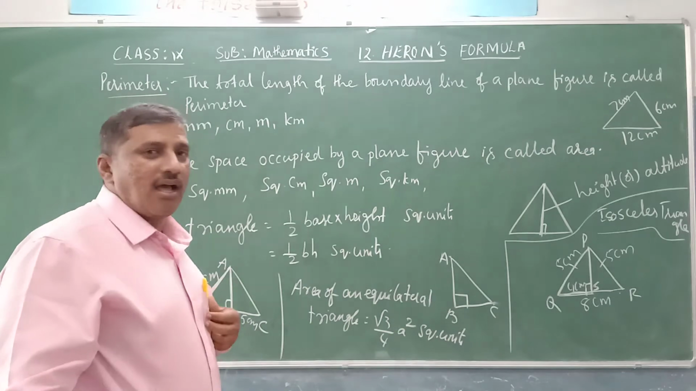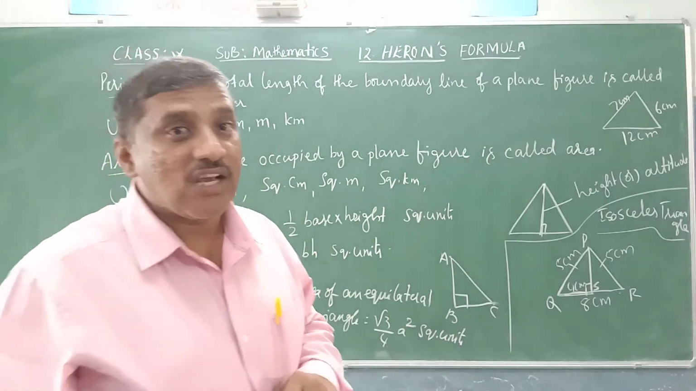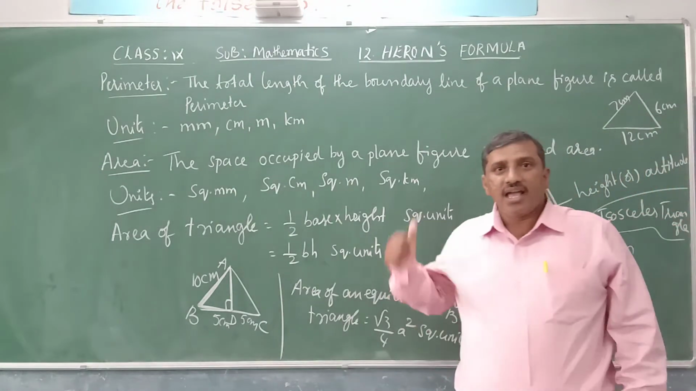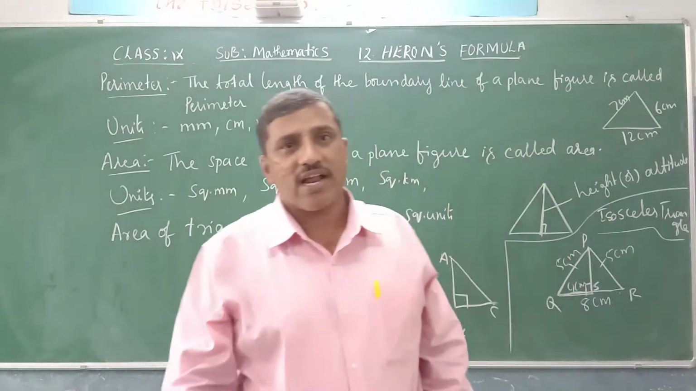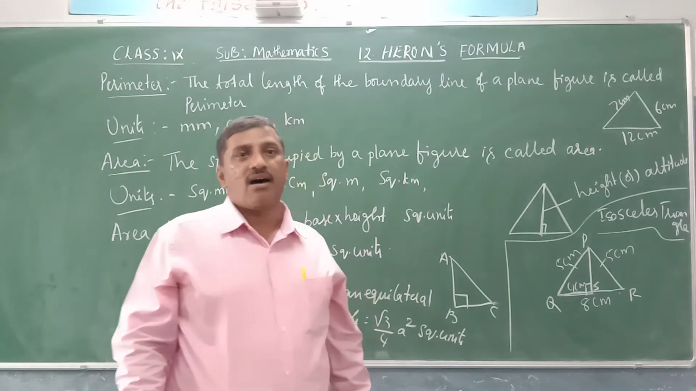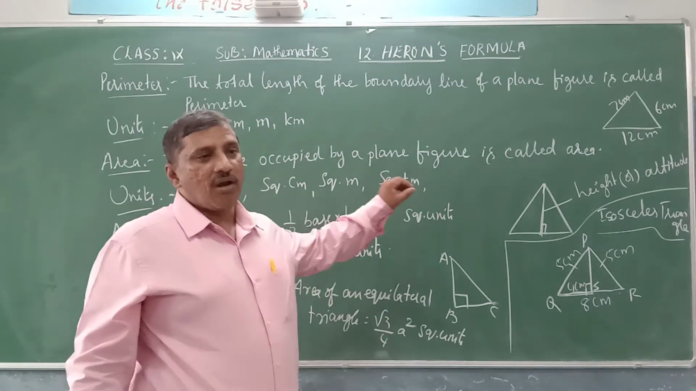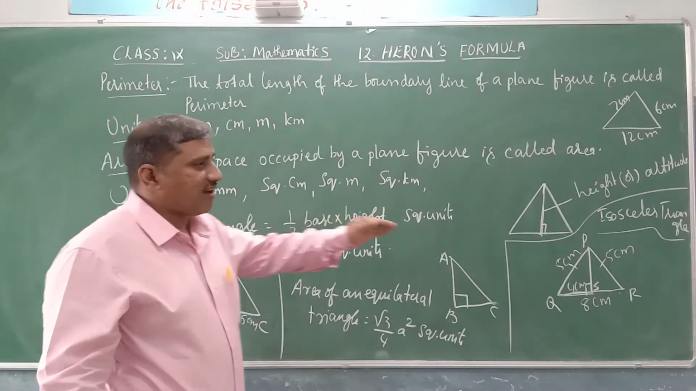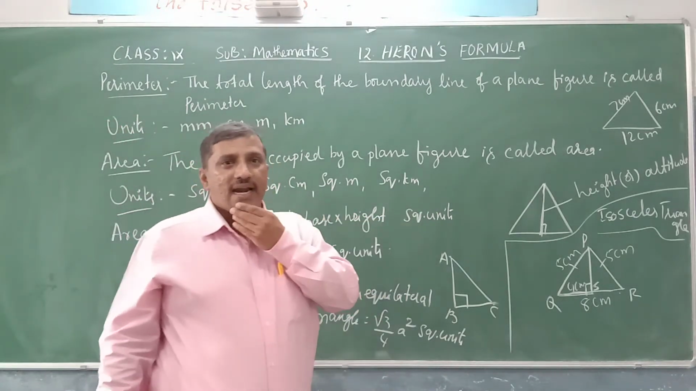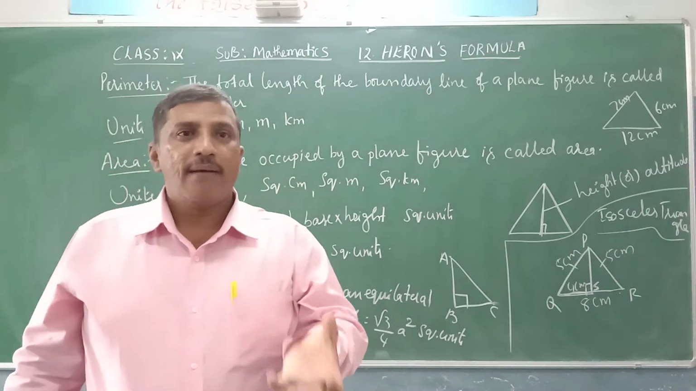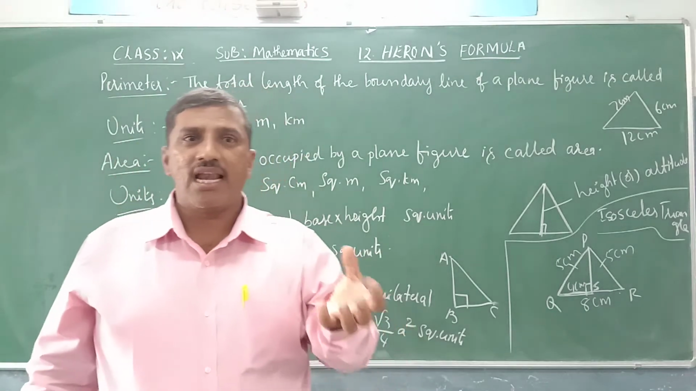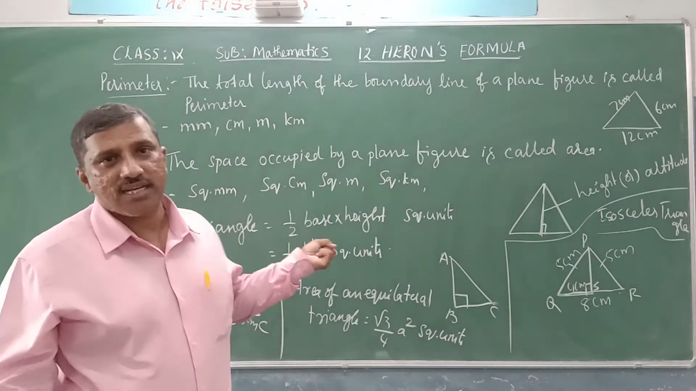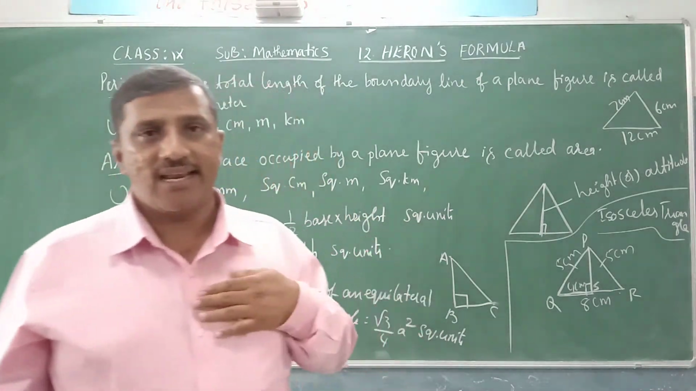What is Heron's formula? It is used to find the area of a triangle when three sides are given. We can use that formula for an equilateral triangle, an isosceles triangle, and even a right angle triangle. But especially for a right angle triangle, if you know the base and height, we directly use half into base into height and easily calculate its area.